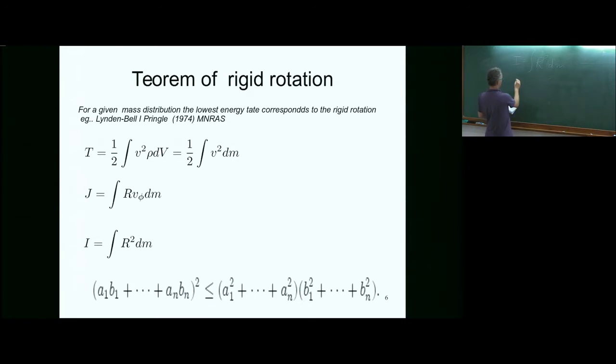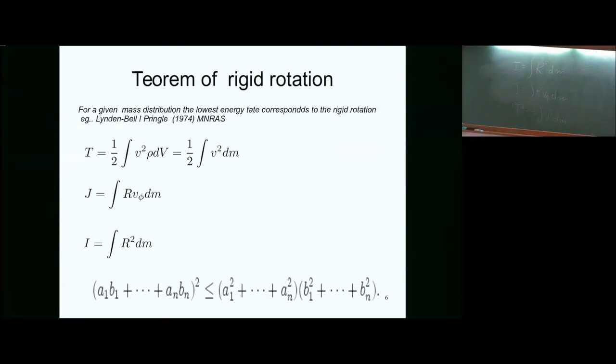The angular momentum is the integral of r v phi dm, and the energy, the kinetic energy, is 1/2 the integral of v squared dm.